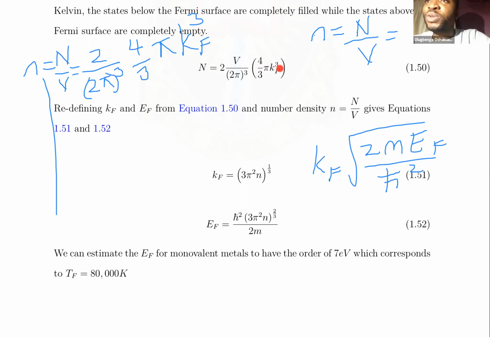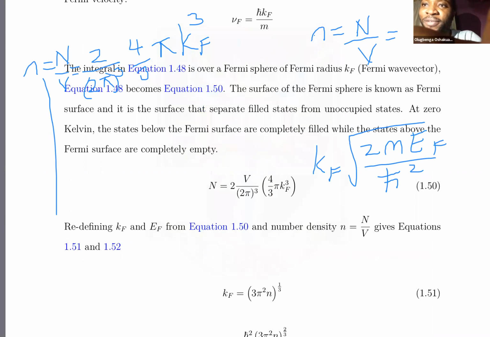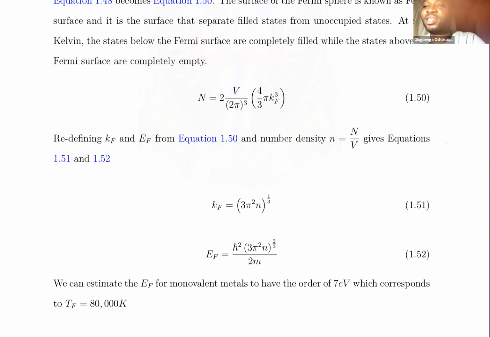So when you take this particular expression, you can make kf the subject of the formula and obtain equation 51. And from equation 51, you may decide to put kf into this, replace kf right here in this expression we have above, and you would have a convenient equation 52. So you can play with it. Every equation here is below your level, so don't be scared of seeing any equation. They are all interrelated.